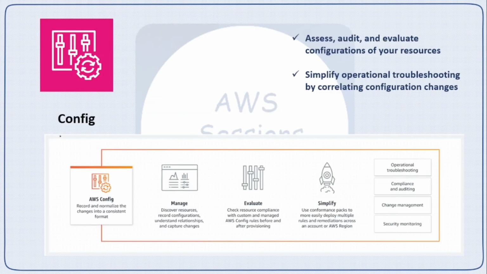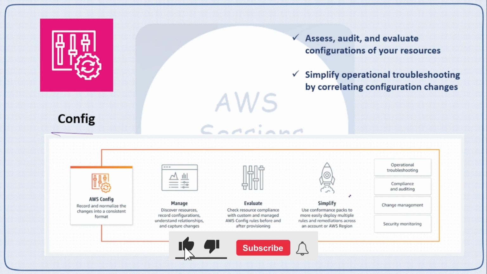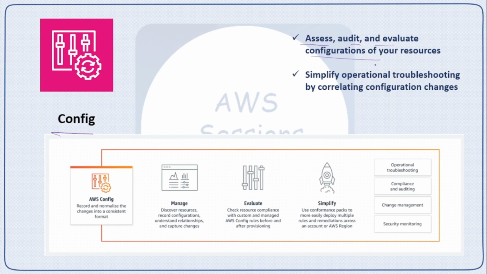Moving on, next is AWS Config. It is used to assess, audit, and evaluate the configuration of your resources. So it is used for evaluation of your resources.